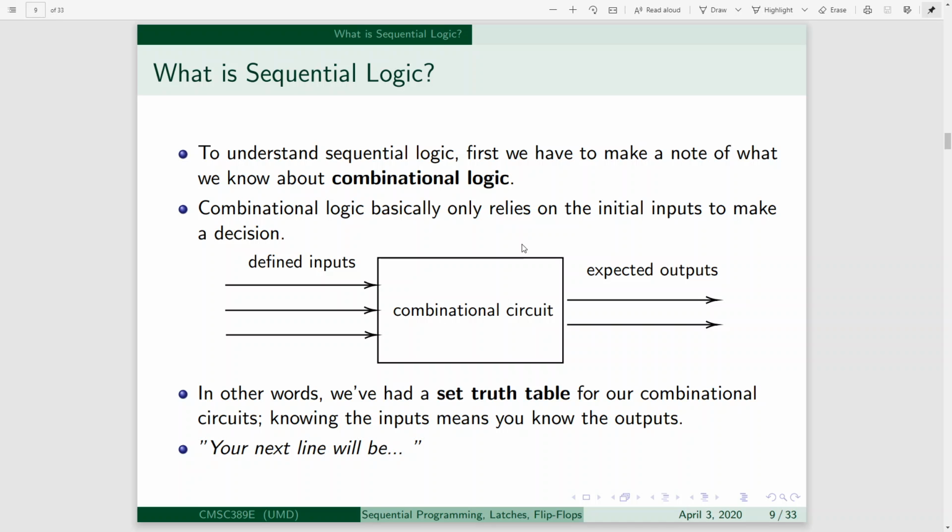Suppose you had some sort of conditional memory within your circuit, and you didn't know if that conditional memory was on or off, and that could change the output of your circuit. That's when we start thinking about some more advanced ways to handle circuits.